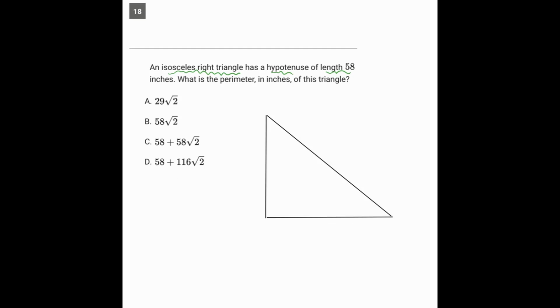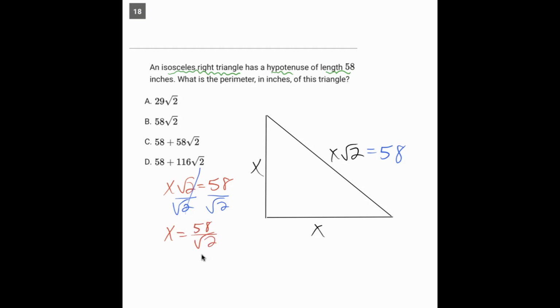Not to scale. And we can label the sides X, X, X root 2. Now we're being told the hypotenuse is 58. So we can do a little work to solve that. If X root 2 equals 58, right now X is being multiplied by root 2, so you can divide by root 2. That cancels, and we have X equals 58 over root 2. Now we can simplify that further, but for now, let's just leave it like that.